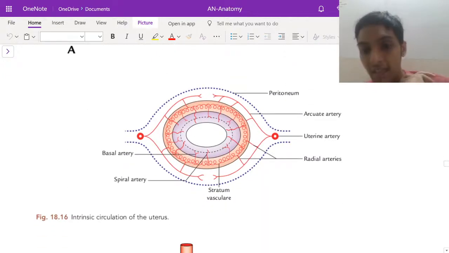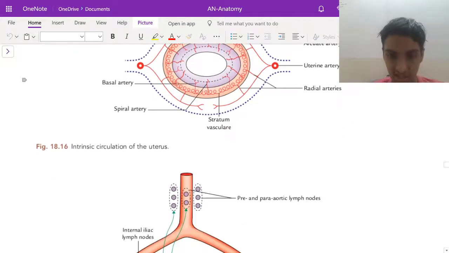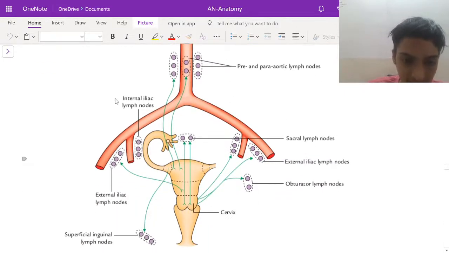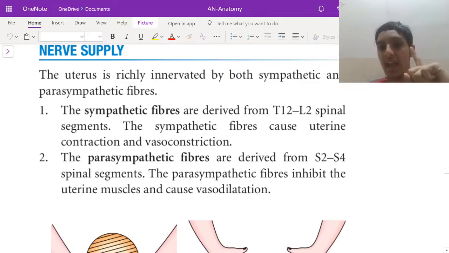Now the blood supply, we have the intrinsic circulation of the uterus. So this is the uterine artery dividing into the arcuate arteries, then into the radial arteries, and this is internal, the spiral artery and the basal artery. This is the intrinsic circulation. Now the lymphatic drainage: pre and para aortic, internal and external iliac, sacral, obturator and superficial inguinal lymph nodes. Nerve supply is T12L2.